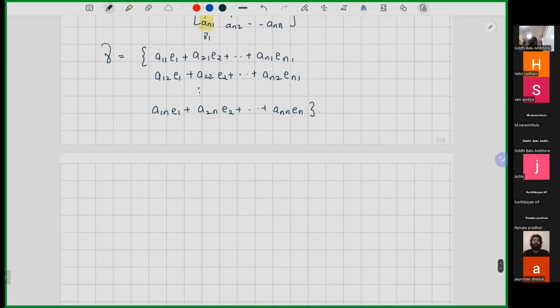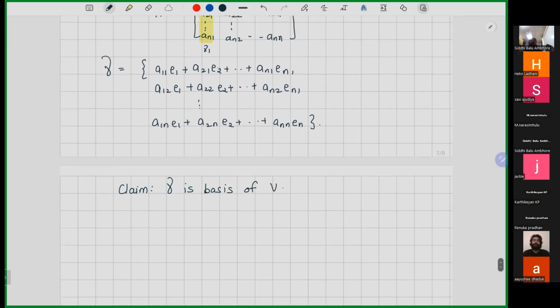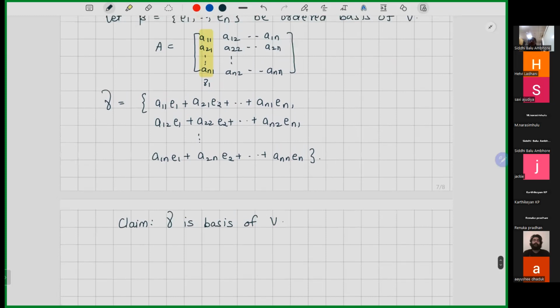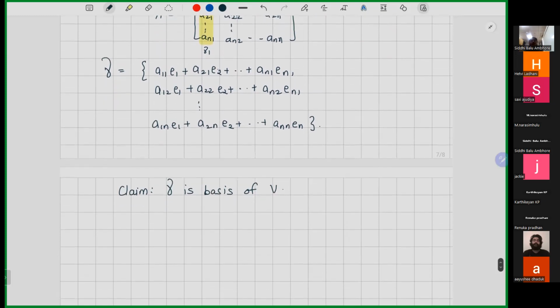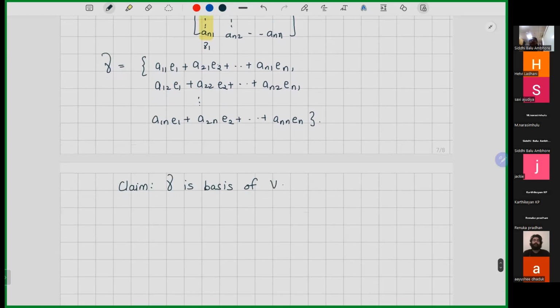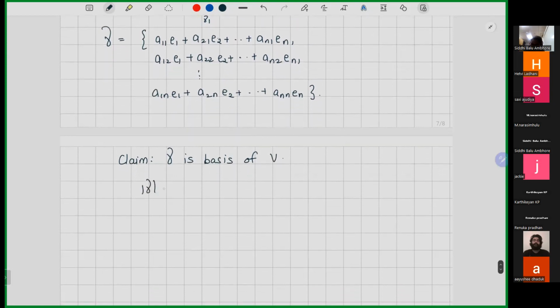And my claim now is that gamma is a basis of V. We have taken random linear combinations. A could be any matrix, and we do not know whether this is a linearly independent set or whether it will span or not. One thing is that the cardinality of gamma, that is the size of gamma, is n. So if I prove that it is linearly independent, then it is enough to declare that gamma is a basis of V. Is there any doubt in this statement?